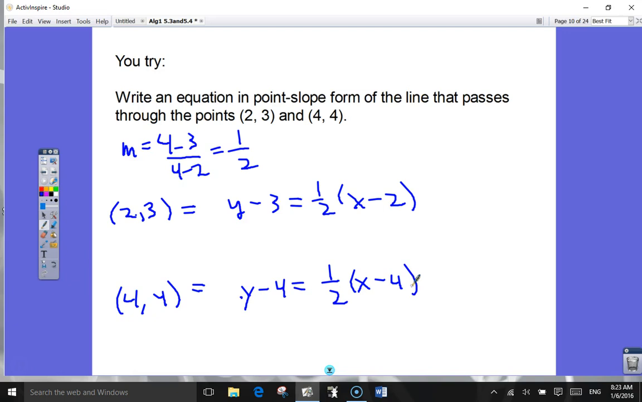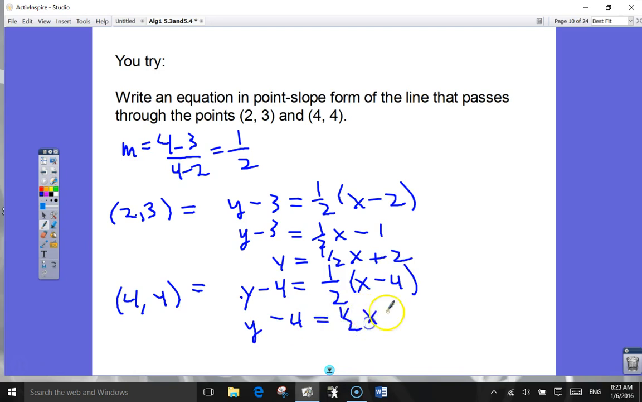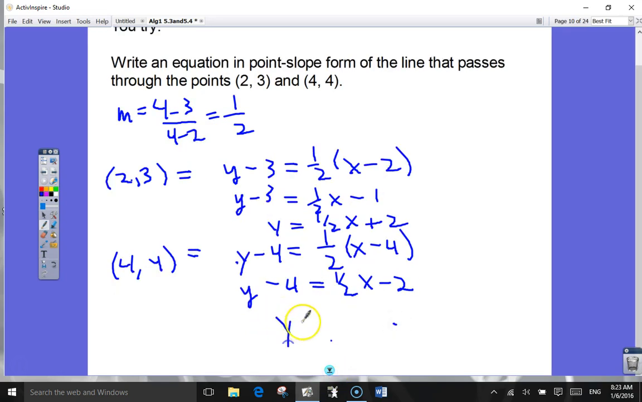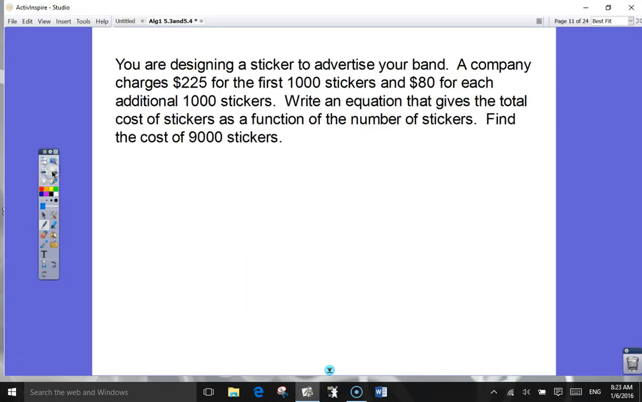If I solve, y minus 3 is 1 half x minus 1, add 3, y equals 1 half x plus 2. y minus 4 equals 1 half x minus 2, add 4, y equals 1 half x plus 2. So it's got to be the same in slope-intercept form. Okay, should be getting close here.